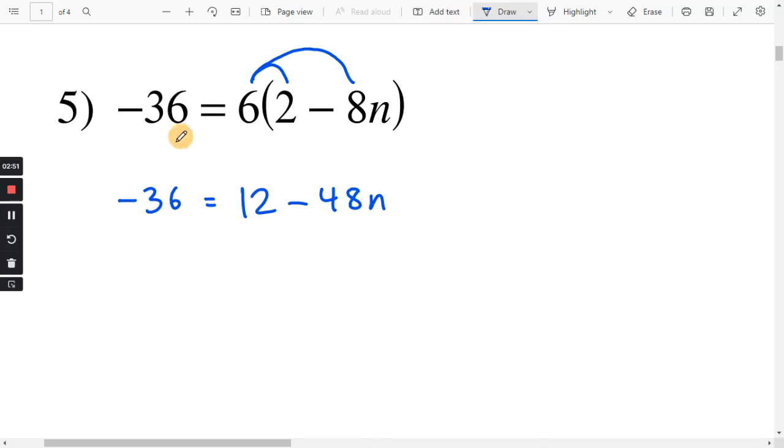Okay. On the left and on the right, nothing we can combine on either side. So we want to go to step 3, collect numbers on one side and letters on the other. So we'll leave the negative 48n, and I'm going to do minus 12. The opposite of positive 12 is negative 12. You want to do that to both sides.